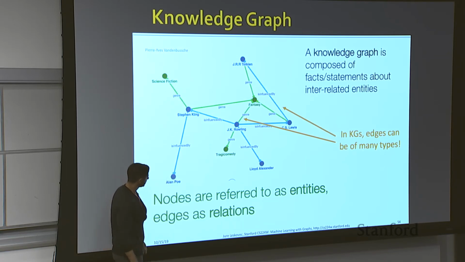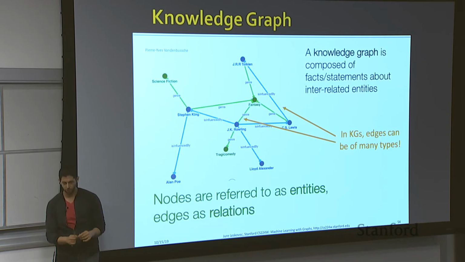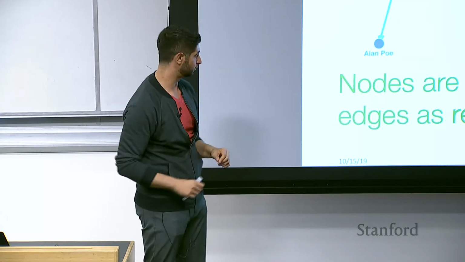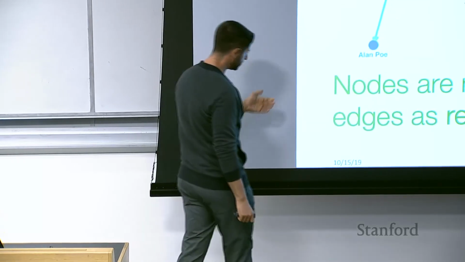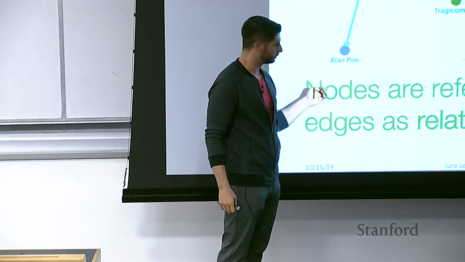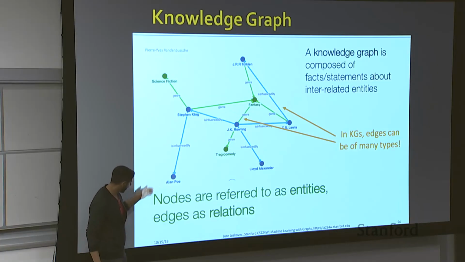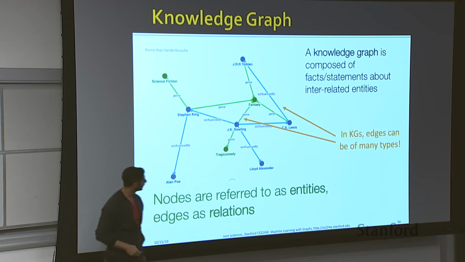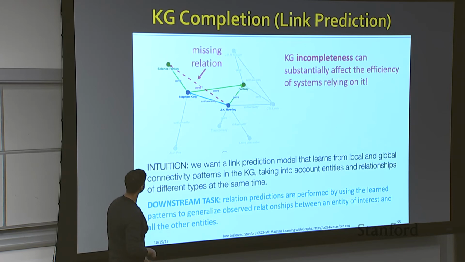And you can have plenty more. Now, to make sure that you understand the jargon, if you go and read any of these papers, keep in mind that the nodes in these graphs are usually referred to as entities, and the edges of these graphs are usually referred to as relations or relationships, okay? So just keep this mapping in your mind.